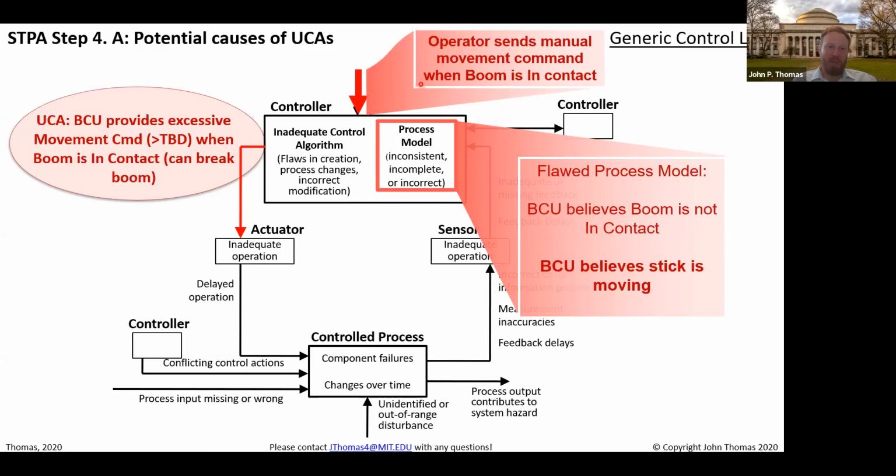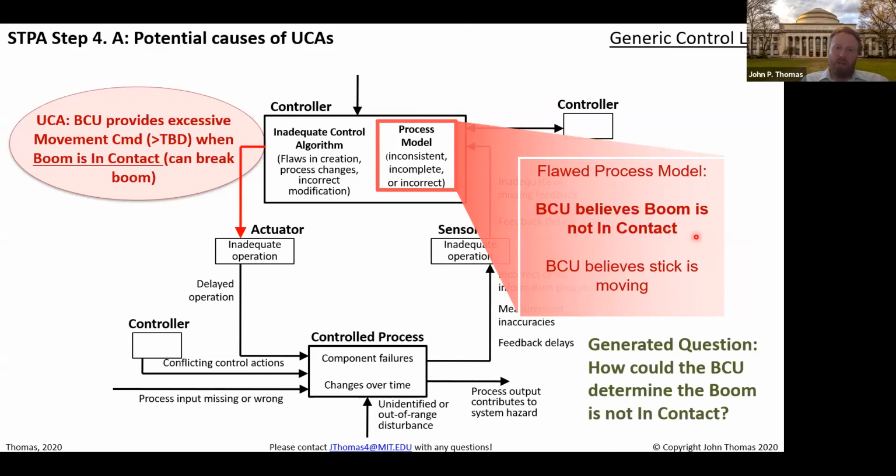We really better bake this into the procedure, maybe give them some training, and maybe tell them what the problems are if you do this even when you're in contact and the control stick is supposed to be ignored, why you shouldn't touch it anyway, because it's part of the scenario. Let's look at the other one.